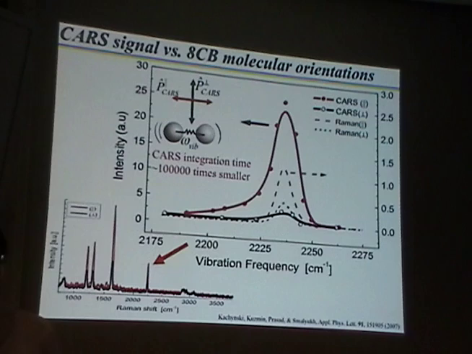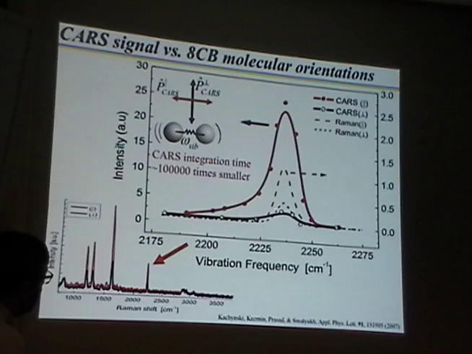And so as we now can see from the graph in here, two different CARS signals obtained for polarizations parallel and perpendicular to the liquid crystal director for the spectral line in here corresponding to the CN chemical bond of 8CB liquid crystal molecule are quite a bit different, right? So the solid lines you can see. This orientational sensitivity again will allow us to probe patterns of molecular alignment in liquid crystals.